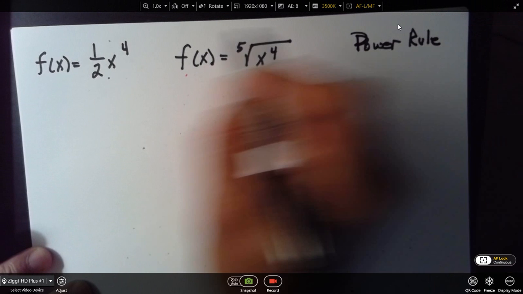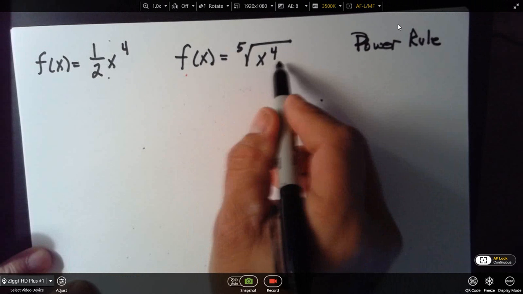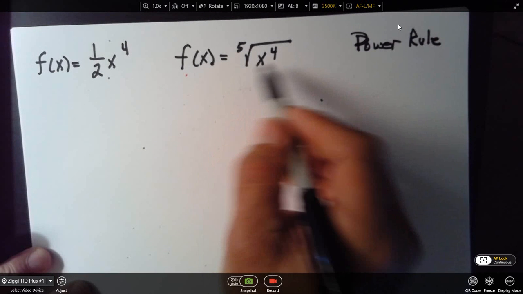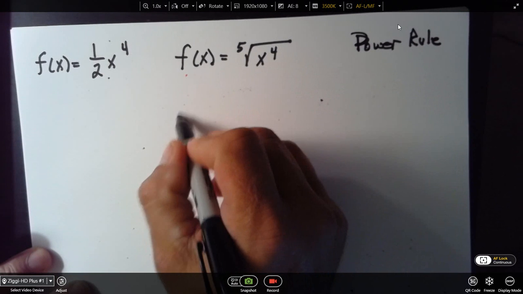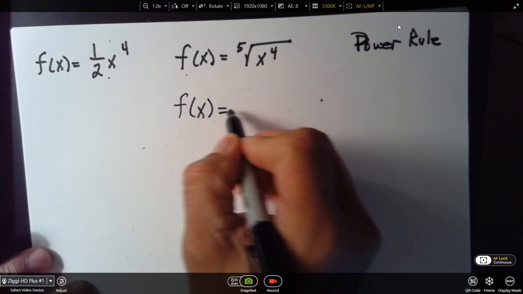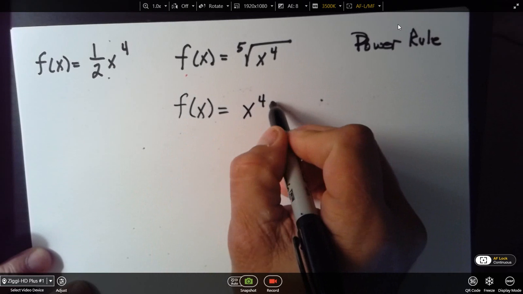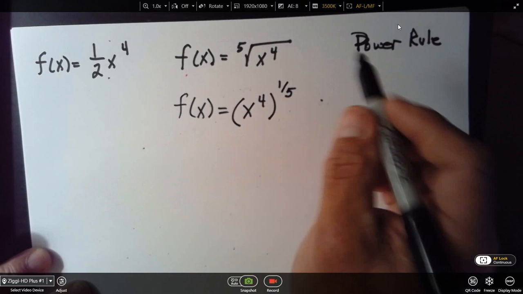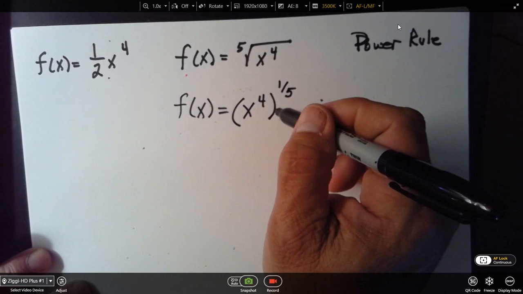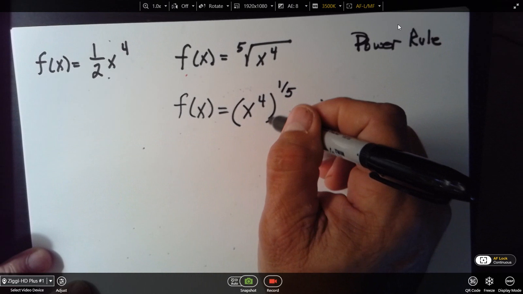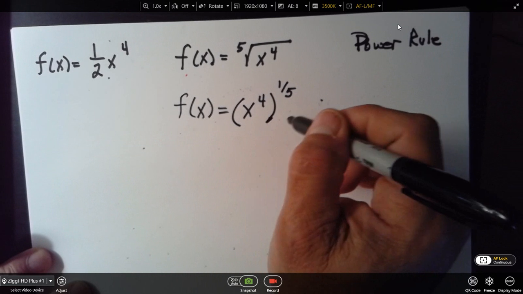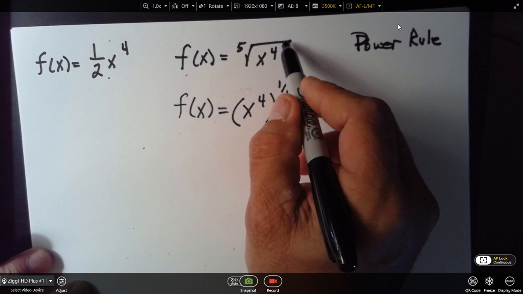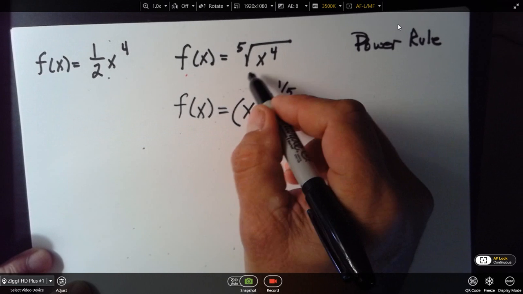And this one's in good shape. This one you don't want to do this because radicals in calculus do not mix. So f of x is equal to x to the fourth raised to the 1/5 power. Now that's a review. That's an exponential. That's in the algebra review, hopefully, video that I did. So you need to check back. You can rewrite a radical as a rational exponent.